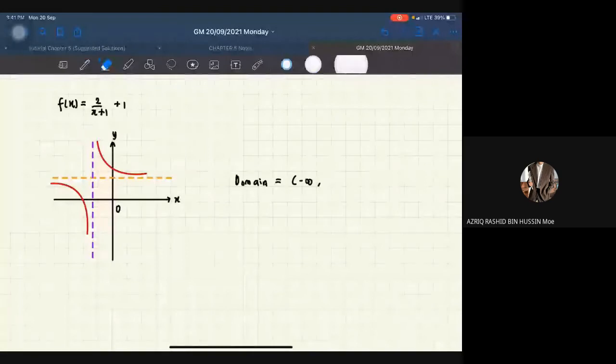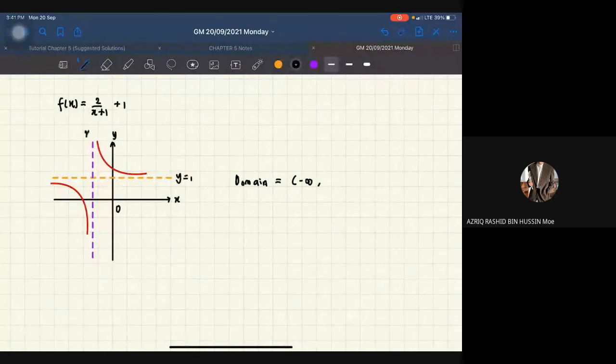This one dia terbalik. Ni sepatutnya Y equal to 1. This one is X equal to -1. Okay, so yang dekat warna purple tu adalah kita punya vertical asymptote. So dia akan stop sampai vertical asymptote -1, open bracket, and then union kan dengan sambung balik daripada vertical asymptote sampai infinity. So itu adalah domain awak.